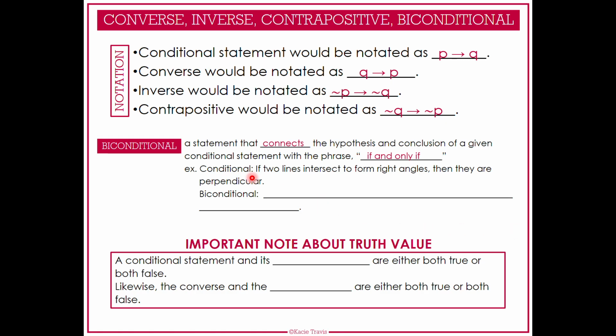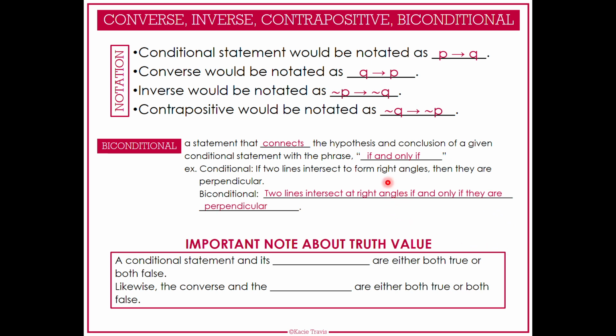It starts off, if two lines intersect to form right angles, then they are perpendicular. What we do to switch this up is we're still talking about lines intersecting to form right angles being perpendicular, but this time we make it real exact by saying, if two lines intersect to form right angles if and only if they are perpendicular.